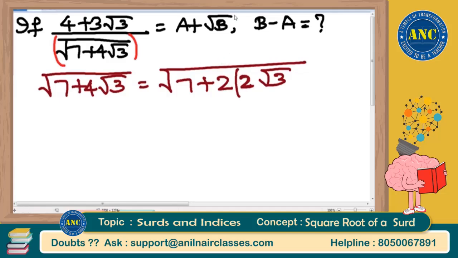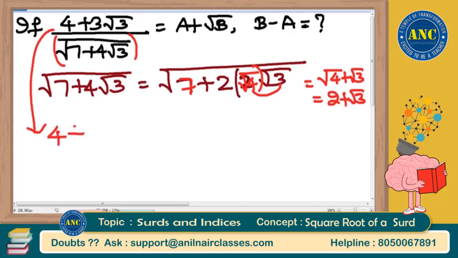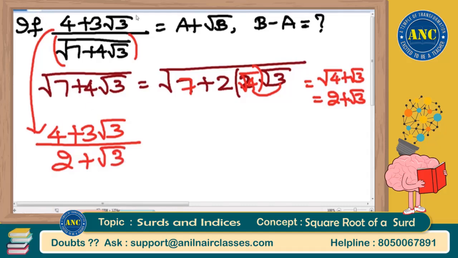That means that 2 I am replacing as square root of 4, and 4 plus 3 is nothing but 7. That means directly I can write it as root 4 plus root 3, right? Root 4 is nothing but 2, so it is 2 plus root 3. Now my question will reduce to 4 plus 3 root 3 divided by 2 plus root 3. But again the concept did not complete here. Why? Because I need to rationalize it.